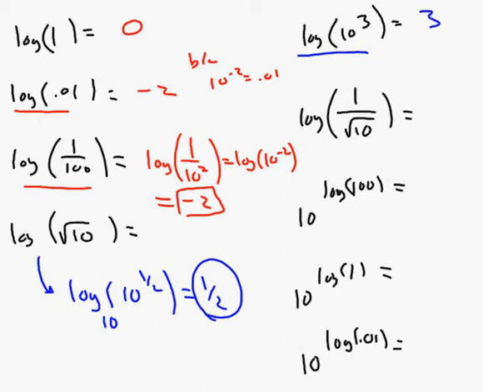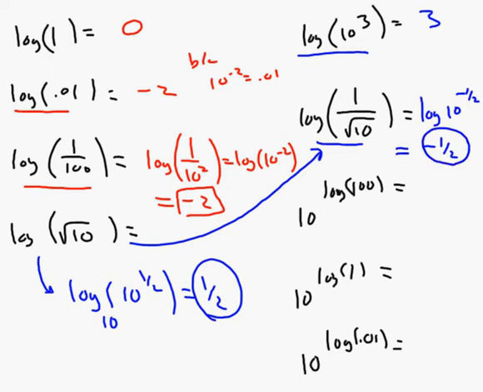This next problem is a slightly more fancy version of that question, a little subtle trick. I see the square root of 10. The only problem is that square root of 10 is in the denominator, so you should rewrite it this way: log of 10 to the -1/2 power. And then it's a silly question again. What power do I put on 10 to get 10 to the -1/2? -1/2. So far, so good.